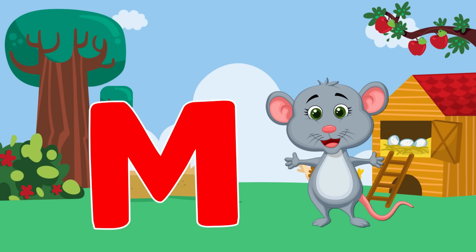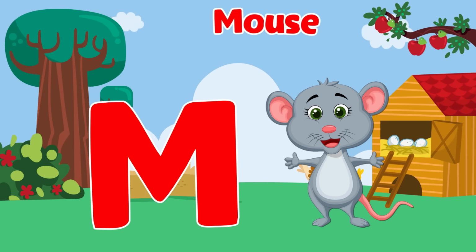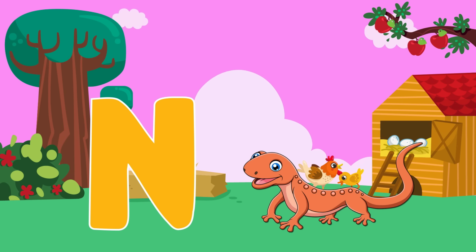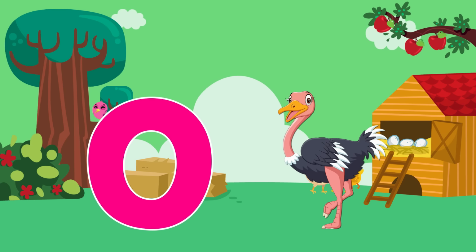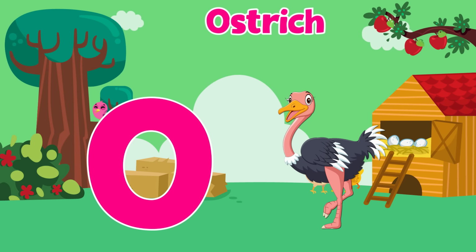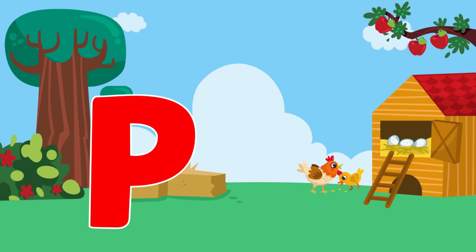M, m, mouse. M, mouse. N is for newt. N, n, newt. N, newt. O is for ostrich. O, o, ostrich. O, ostrich. P is for pig.